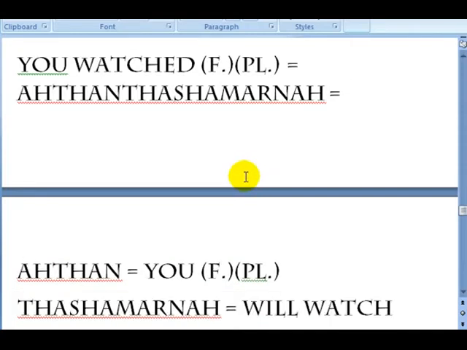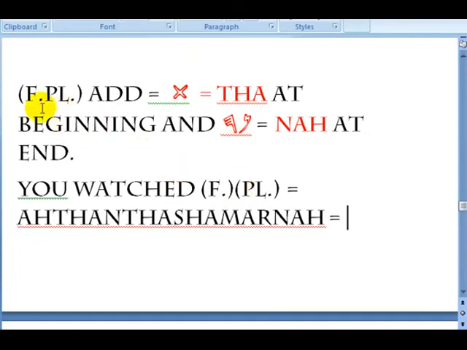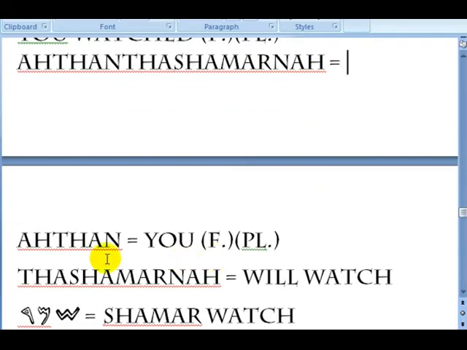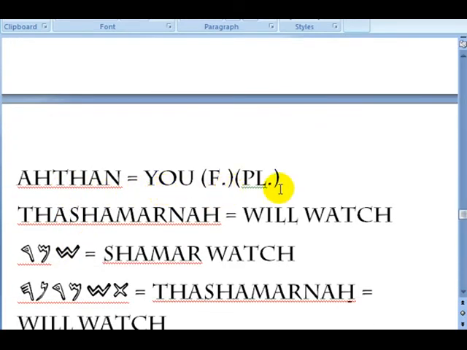Alright, so going back up here to the feminine plural, you add a tha at the beginning, and na at the end. See, it's the same thing here. It looks like it's an a, but it's really a ha, because the na and the ha are connected together. Alright, that makes it feminine. So you watched, feminine plural, is atun, tha, shamar, na. Atun is you, feminine plural. Tha, shamar, na is will watch.